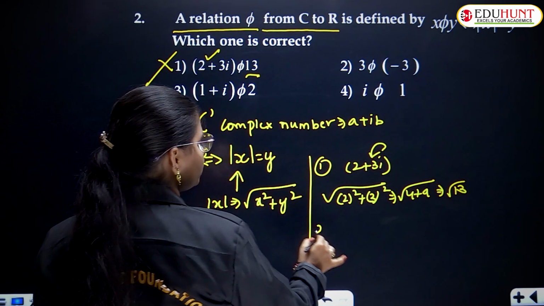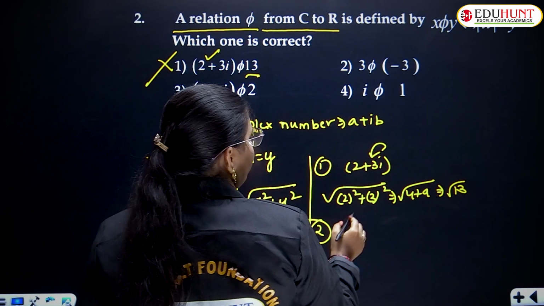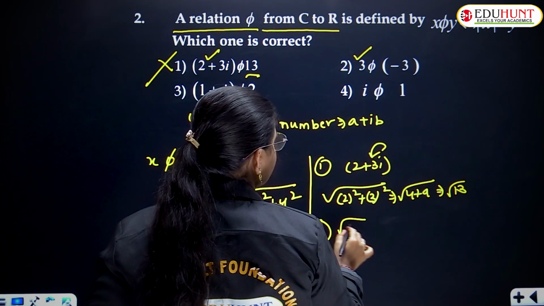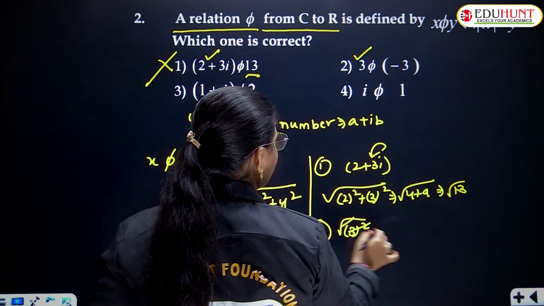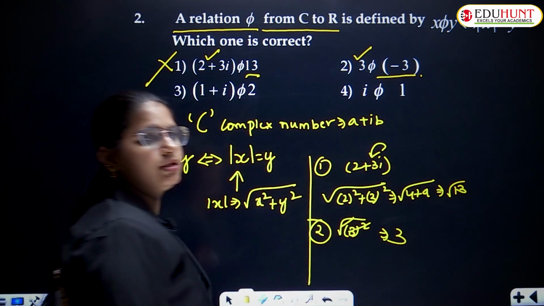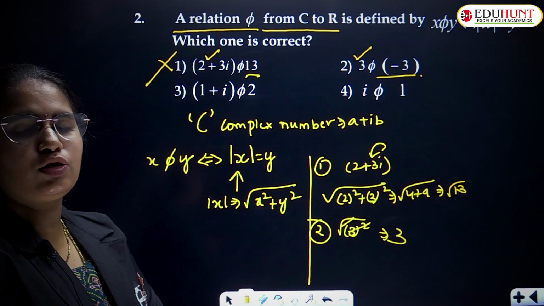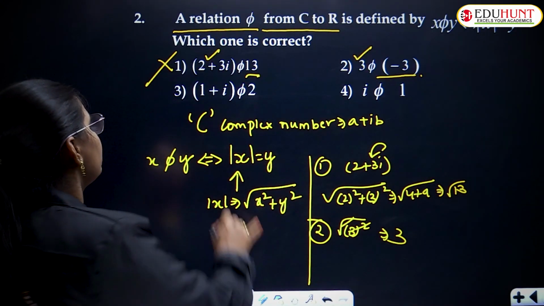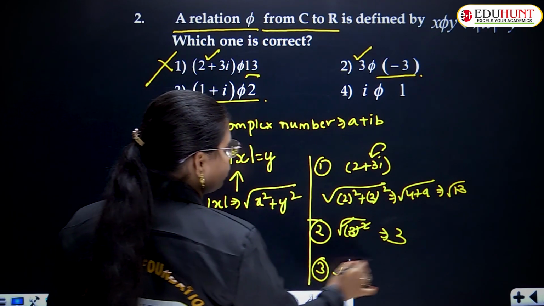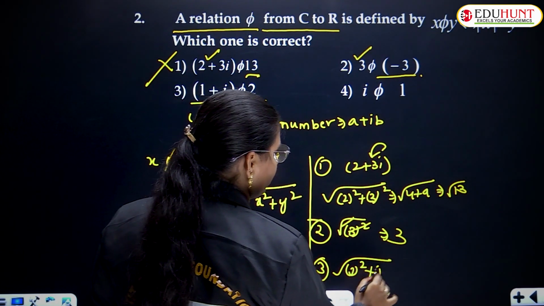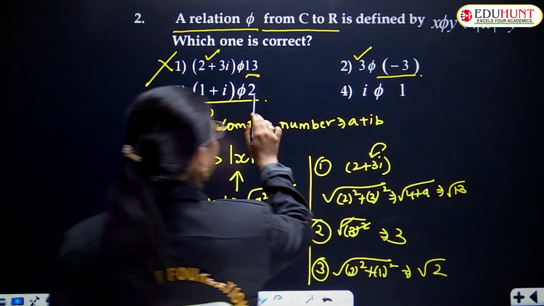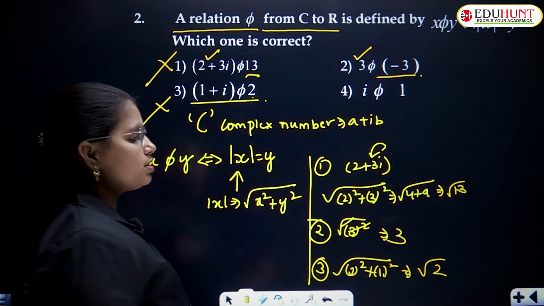Let us check with option 2. So 3 pi of minus 3. Let us take root over x square, 3 square. The square root will get cancelled. You will have only 3. But given it is equal to minus 3. This is not equal. So option 2 is also eliminated, right? Next we will check with 1 plus i. What is modulus of 1 plus i? Root over 1 square plus 1 square. So 1 plus 1, 2. But given here is only 2. So this is root 2.